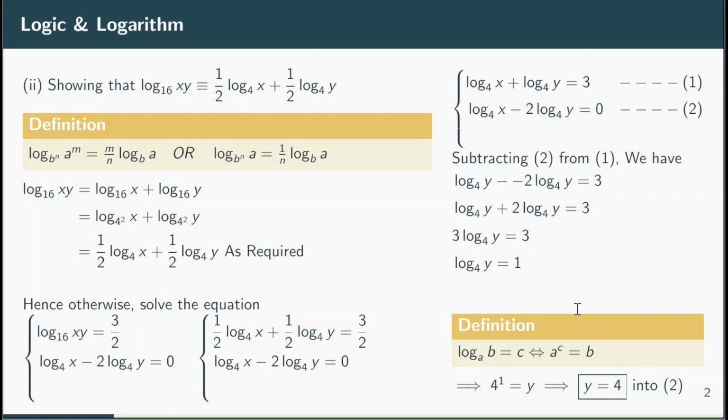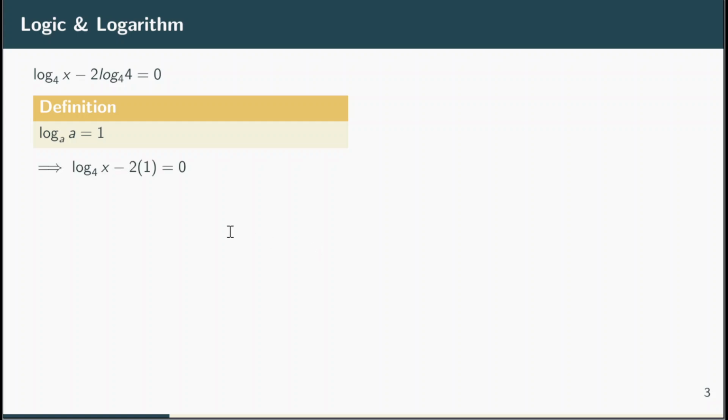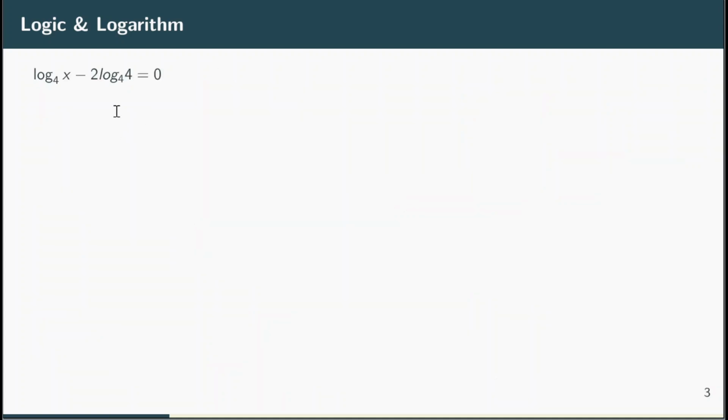I can take y as 4 and substitute it into equation 2. So I'm going to replace y here by 4. When I substitute, I have log to the base 4 of x equals 2 into 1, because I take 4 and substitute it into this equation, and then log to the base 4 of 4 will give me 1. That is why I have 2 into 1. So I have negative 2 log to the base 4 of 4, because that is the value of y.